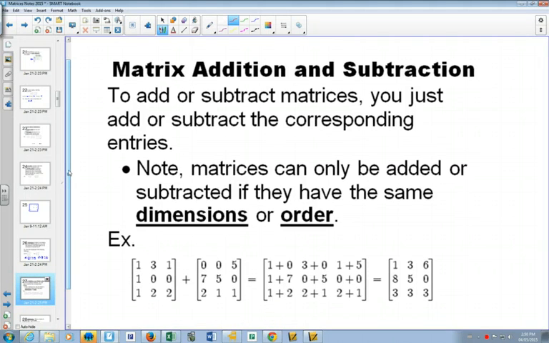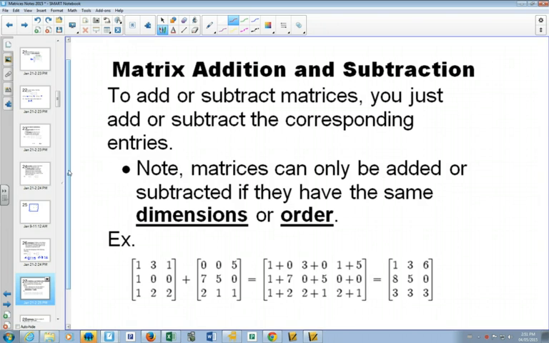Adding and subtracting. Things in matrices don't get interesting until we multiply. Adding and subtracting is fairly straightforward. If you were adding this square matrix plus that square matrix, all you have to do is look at the corresponding elements in the same row and in the same column and add those together.